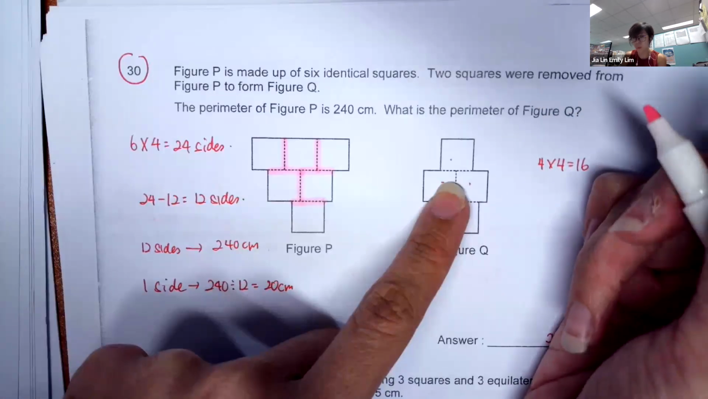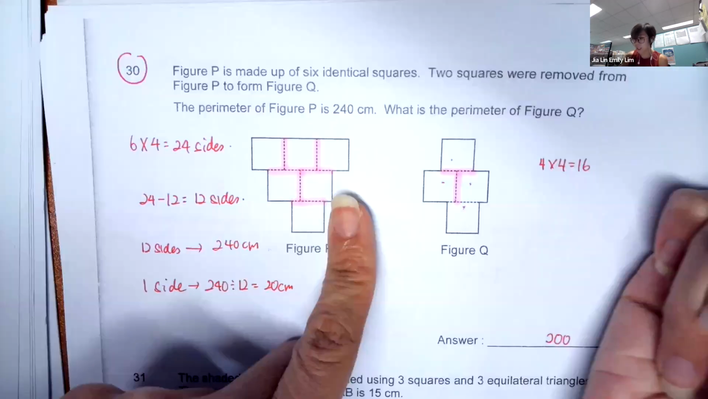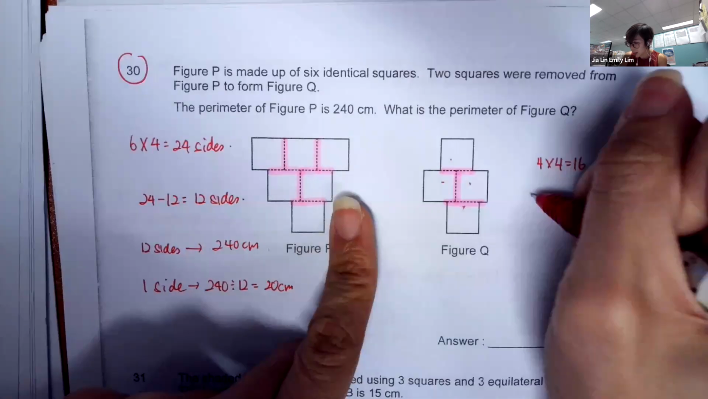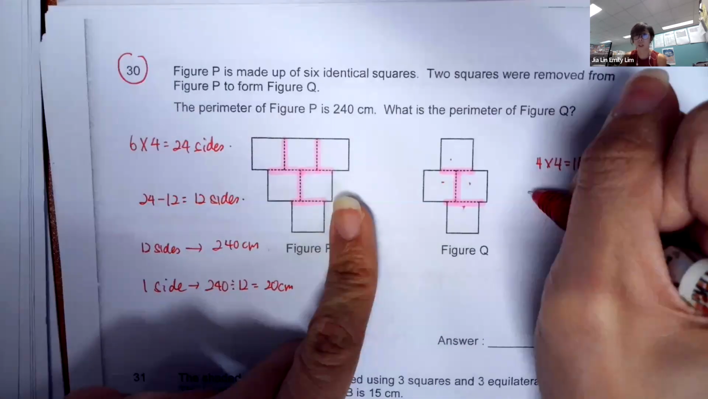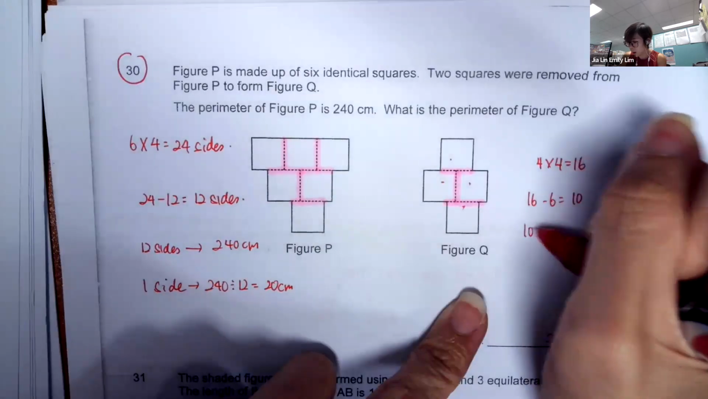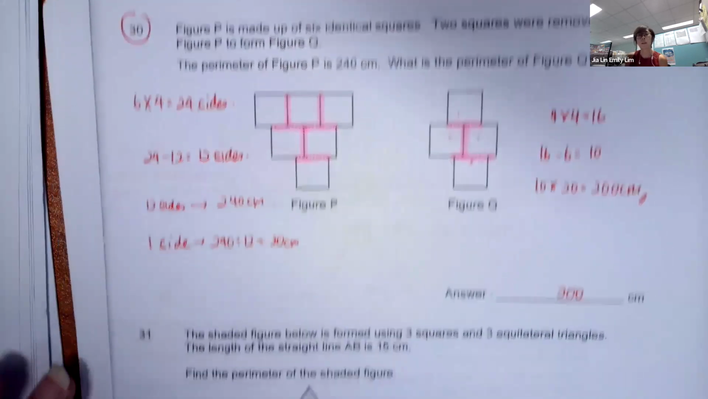Then same thing, I will minus off the ones that are inside. That's not part of the perimeter. So 1, 2, 3, 4, 5, 6. So 16 sides minus 6, I'm only left with 10 sides that are outside actually. So 10 times 20, you will have 200 cm for the perimeter. That's question 30. Okay. Question 31.